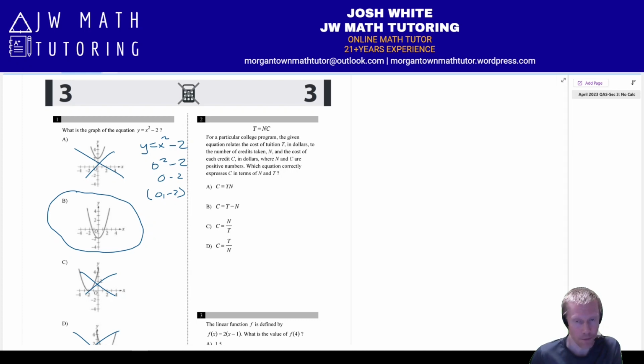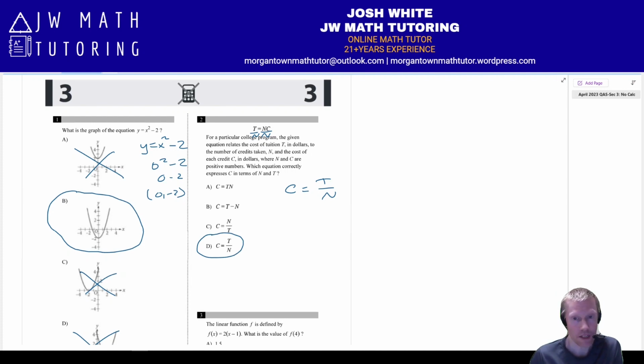Here we just have a basic equation with several variables in it. They just want you to rearrange this for C in terms of n and t. So all you have to do here, of course, is divide by n on both sides and just get C equals t over n. So the correct answer for this one is going to be letter D.